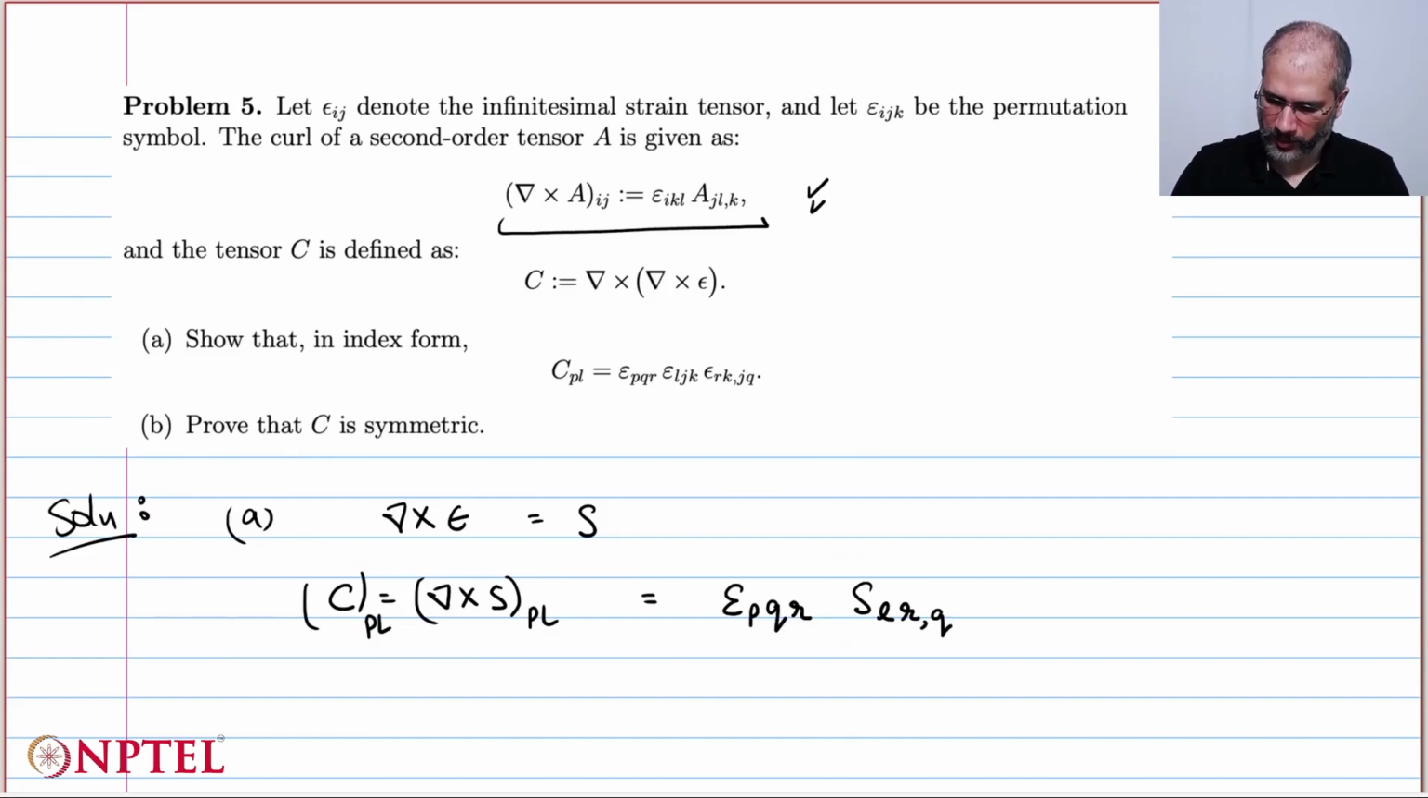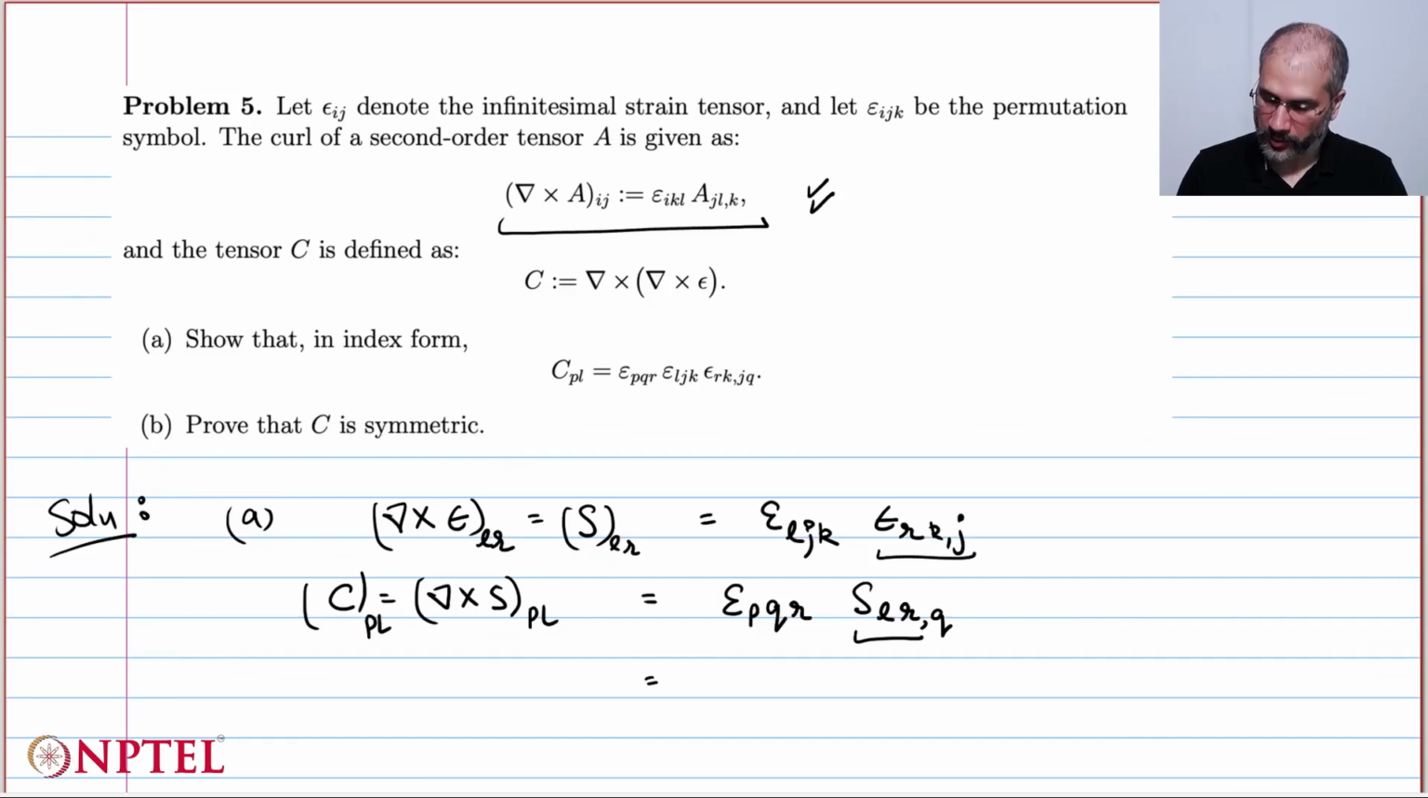And this we can see from the definition here. And now since S is the curl of epsilon, we are interested to find the LR component of S. So the LR component of S is the LR component of curl of epsilon, which turns out to be the permutation symbol epsilon LJK times strain RK comma J, like this. So let's substitute that here.